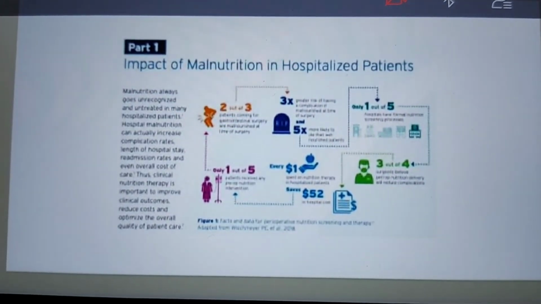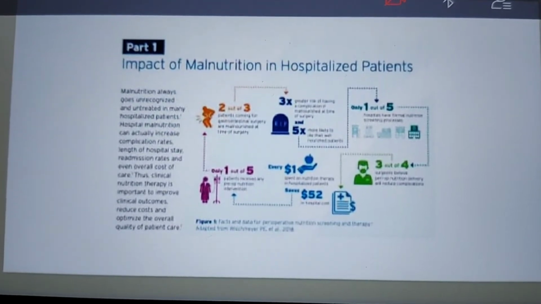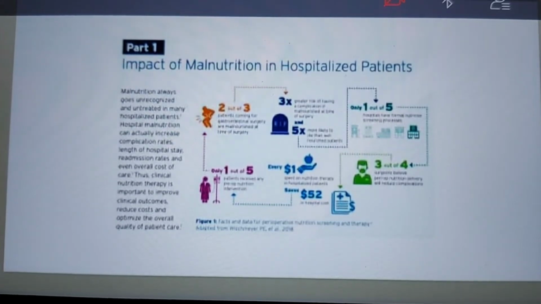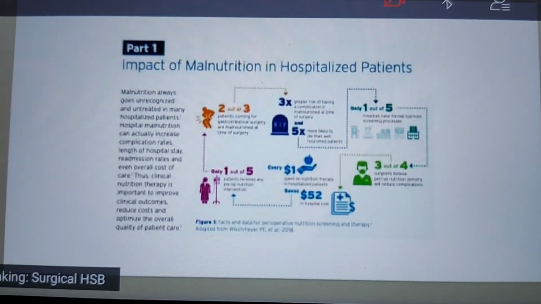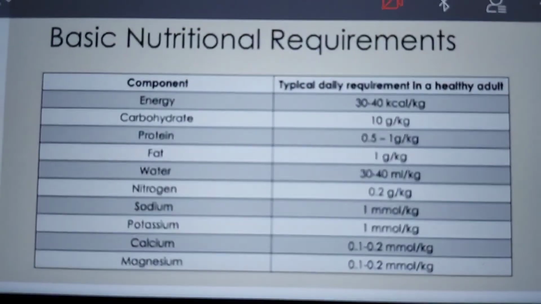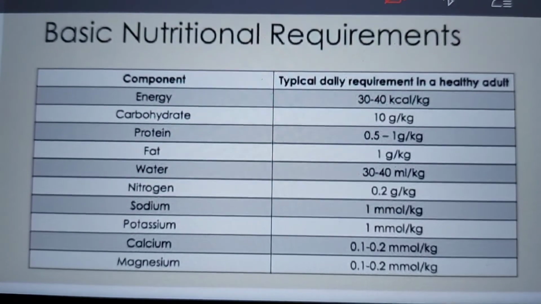First, in terms of impact of malnutrition in hospitalized patients, malnutrition always goes unrecognized and untreated in many hospitalized patients. Hence, this can actually increase the complication rates, prolong hospital stays, and also readmission rates, and overall increases the cost of care. Hence, that is why we need to properly address the malnutrition in hospitalized patients. These are the basic nutritional requirements in a normal human being. For example, the energy required is about 30 to 40 kilocalorie per kg in a healthy adult.